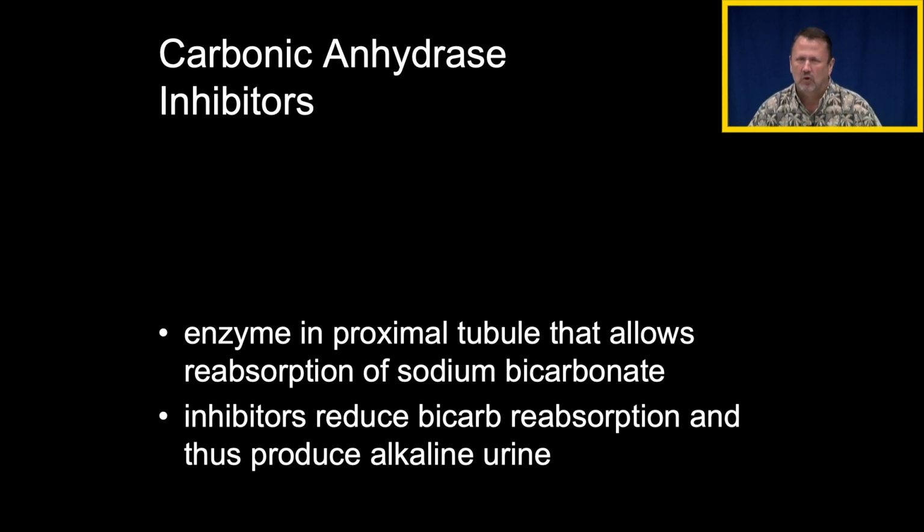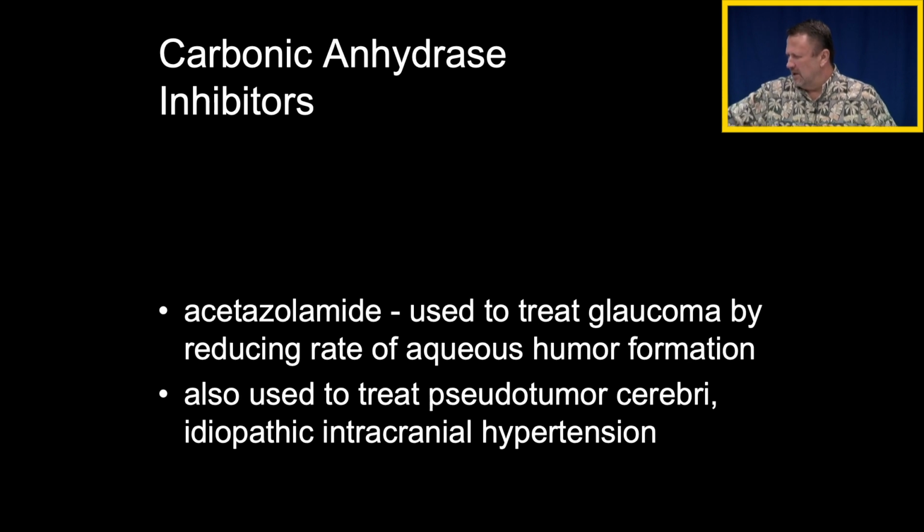However, they're originally described as diuretics because in the proximal tubule, there's an enzyme called carbonic anhydrase, and it reabsorbs the sodium bicarbonate that is in the filtrate. And so if we block that, then we end up with bicarbonate, our buffering base in the body, in the urine, and it produces an alkaline urine. And so again, acetazolamide is our typical carbonic anhydrase inhibitor. We use it to treat glaucoma. We'll use it in pseudotumor cerebri, otherwise known as idiopathic intracranial hypertension, to decrease fluid production in the brain.